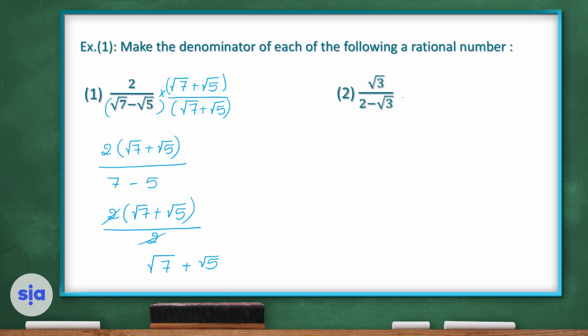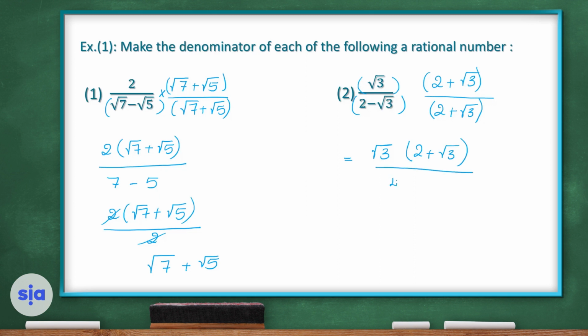Question number 2, we're going to multiply up and down by the conjugate of the denominator. So we're going to multiply up and down by 2 plus root 3. So here in this one, square root of 3 multiplied by 2 plus root 3, over 2 squared, which is 4, minus root 3 times root 3, which is 3. So it will be 2 root 3 plus 3 over 1, which is 2 root 3 plus 3.